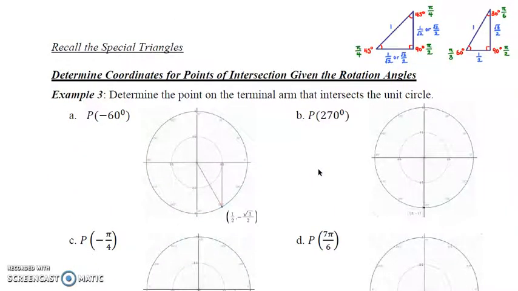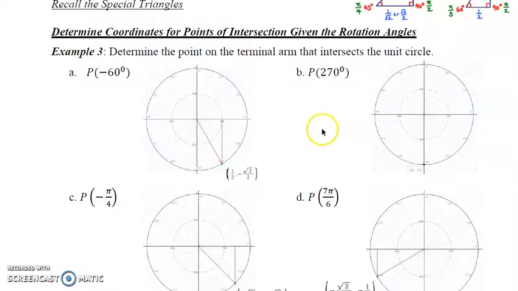So recall the special triangles. We did these. Remember, we talked about them briefly in 2.2 with CAST. I just drew them quickly up here for you. All right, so the 45-45-90 and the 30-60-90.